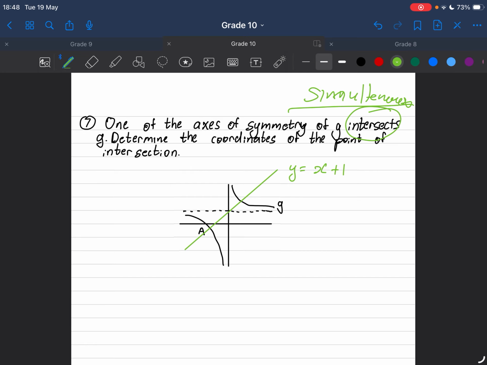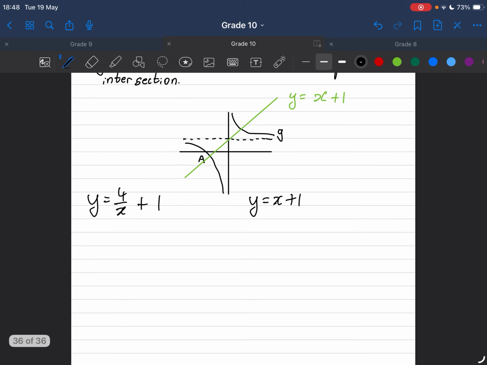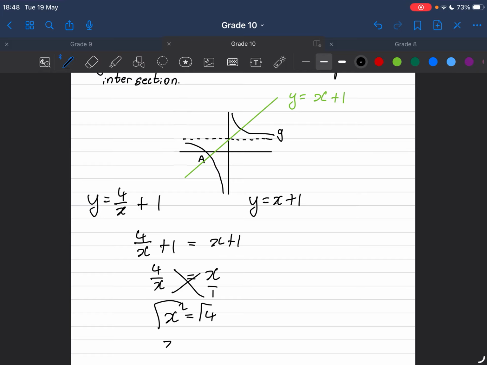Whenever you see graphs intersecting, you think of simultaneous equations, right? So we say y is equal to 4 over x plus 1 and y is equal to x plus 1. We can solve them simultaneously by equating them. So 4 over x plus 1 is equal to x plus 1. 4 over x equals x. You move your 1 across and they cancel. Then you cross multiply, so x squared is equal to 4. If you square root both sides, x is equal to positive or negative 2.